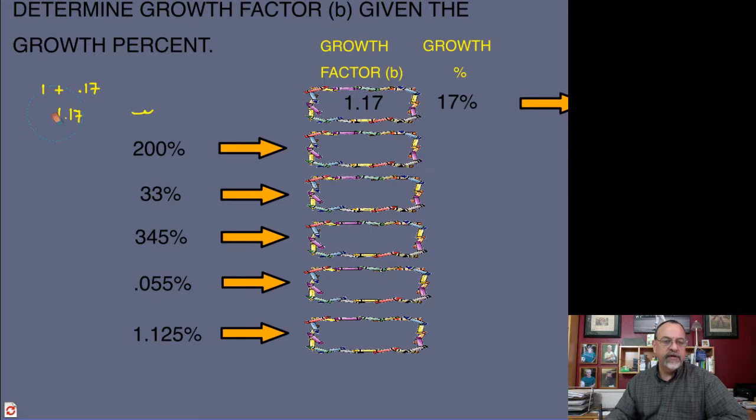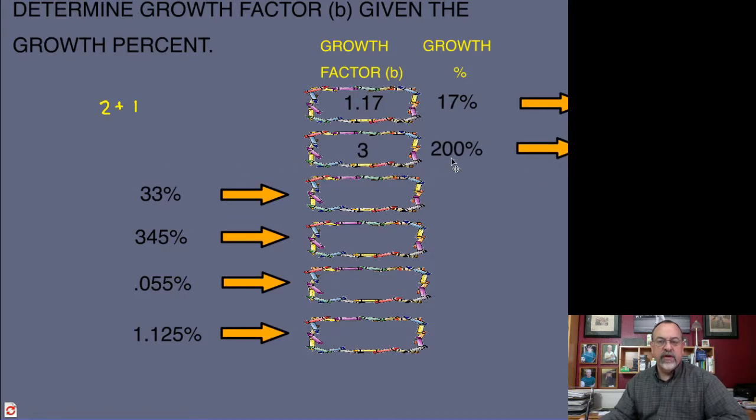Again, you can see the difference between a growth rate and a growth factor. At 200%, I move the decimal place over 2, so that makes that a 2. I add 1 to it, so the value for b that goes into the expression is the number 3. That represents the growth factor. That represents a percent growth of 200%.